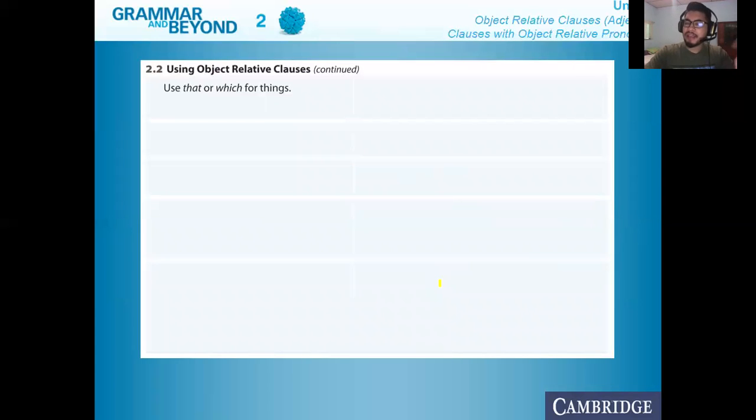So use that or which for things. As in the subject relative clauses, you're going to use these two pronouns for exactly the same thing. For example, we have, she has a virus that younger people often get.